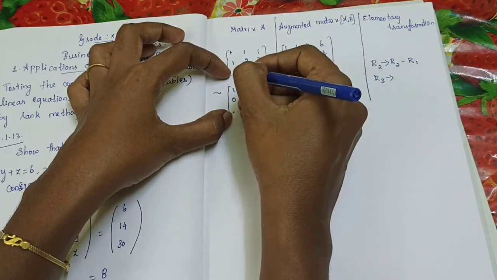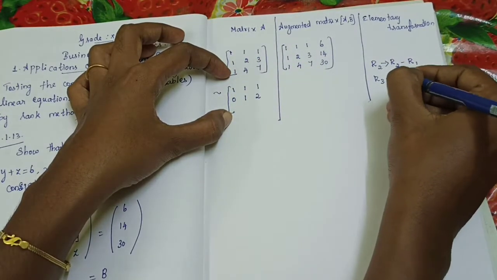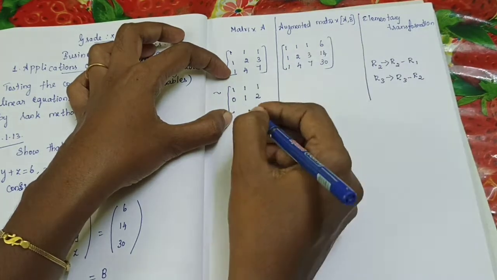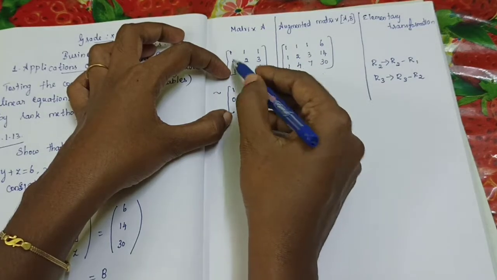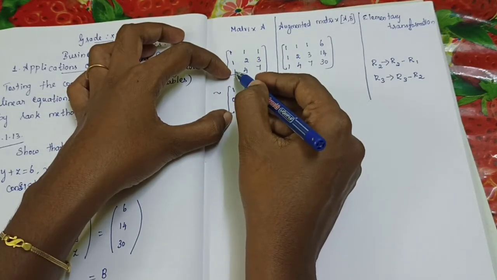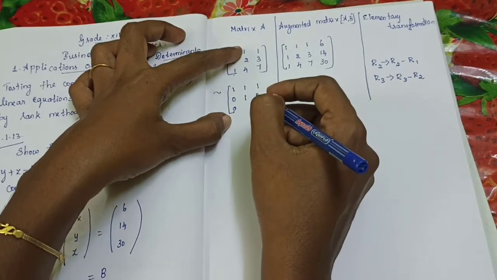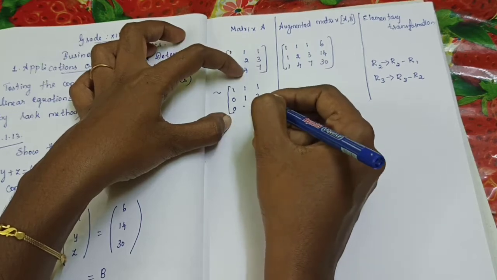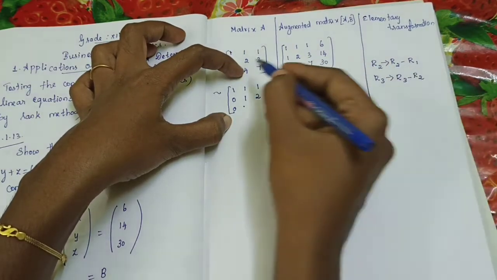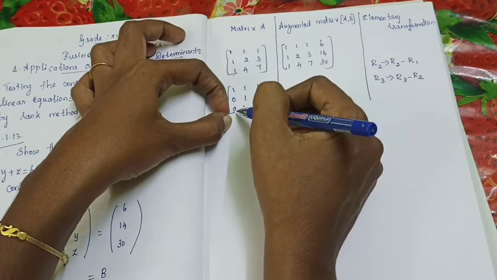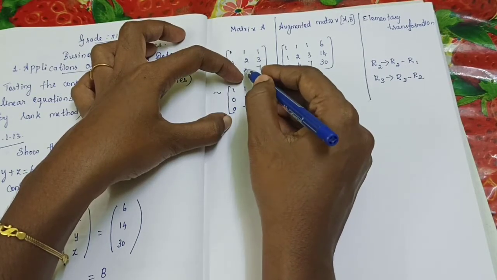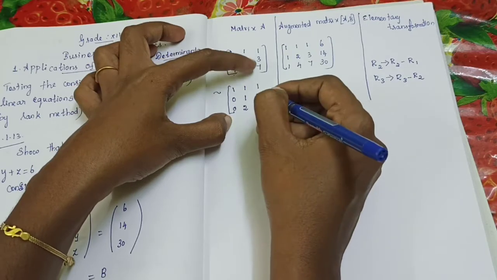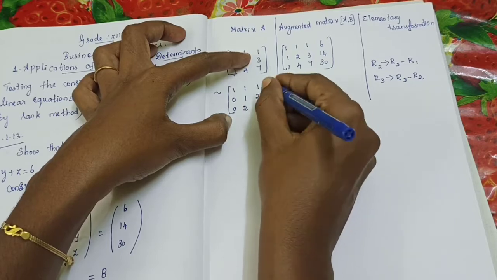The same thing we want to do here also: R3 entry needs to change to 0. So we do R3 goes to R3 minus R2. R3 minus R2: 1 minus 1 is 0, then 4 minus 2, how much do you get? 2. Then 7 minus 3 is 4.